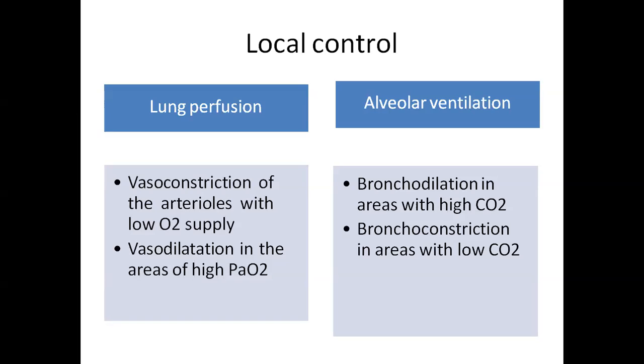So vasoconstriction will be done under conditions when the body does not require a lot of oxygen. When there is not much requirement of oxygen, under those circumstances, blood circulation, blood pumping to the lungs, will be decreased due to vasoconstriction. Vasoconstriction is nothing but constriction of the blood vessels in the lungs. This vasoconstriction automatically reduces the blood supply. Then automatically, when there is a low blood supply, low oxygen supply also will be there.